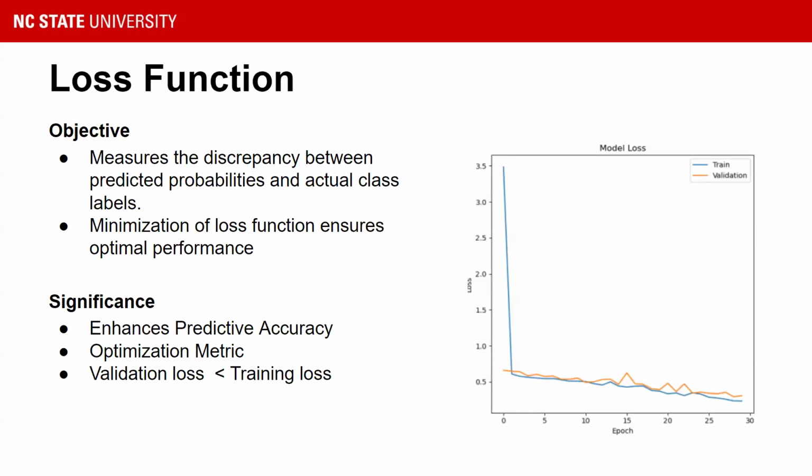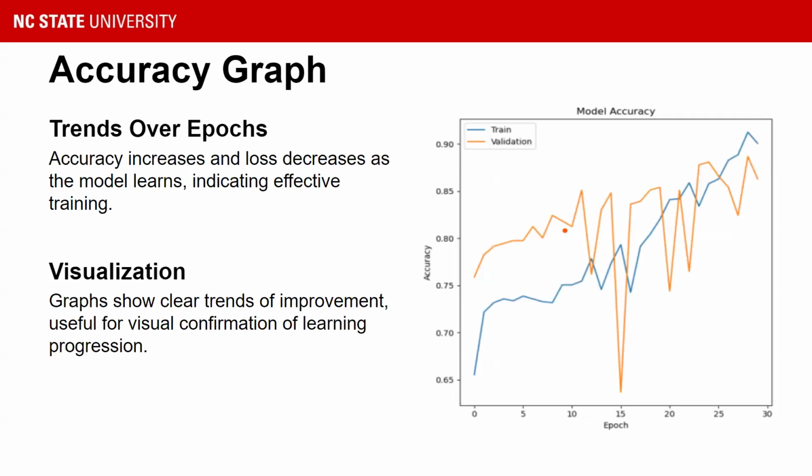The objective of the loss function is to measure the discrepancy between predicted probabilities and the actual class labels. And minimizing the loss function ensures that we have optimal performance. One observation that we had from the graph attached was that the validation loss was much lesser than the training loss. Coming to the accuracy graph, we observed that the accuracy increases and the loss decreases over epochs.